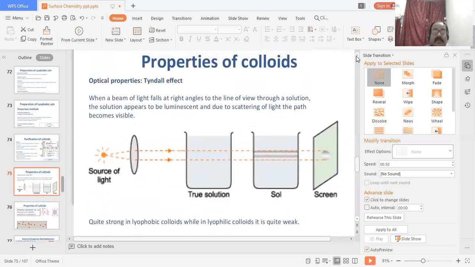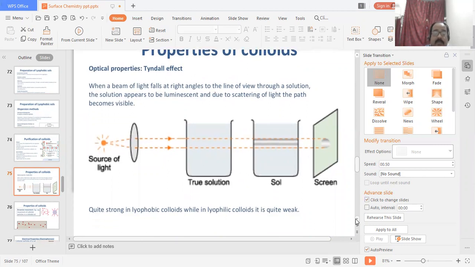And next slide, properties of colloids. Optical properties means the Tyndall effect. When a beam of light falls at right angles to the line of view through a colloidal solution, the solution appears to be luminescent, and due to the scattering of light, the path becomes visible. Suppose this is the source of light, and this is the lens. The light passes through the lens and then through a true solution and a sol, and we observe the light on a screen. It is quite strong in lyophobic colloids, while in lyophilic colloids it is quite weak.